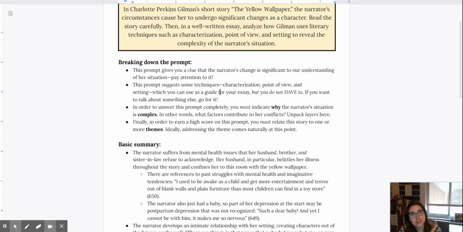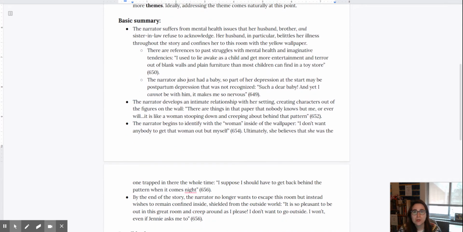So let's take a look at just the story in general here. This story revolves around a narrator who suffers clearly from mental health issues. She's got a husband, a brother, and a sister-in-law that refuse to acknowledge that she has legitimate mental issues, right? They just belittle her the entire time. Her husband, in particular, continues to use language that is belittling to her, making her feel like she doesn't have a right to complain or she doesn't know what she's talking about. Okay, and he confines her to this room with the yellow wallpaper instead of letting her go out and socialize with the rest of the world.